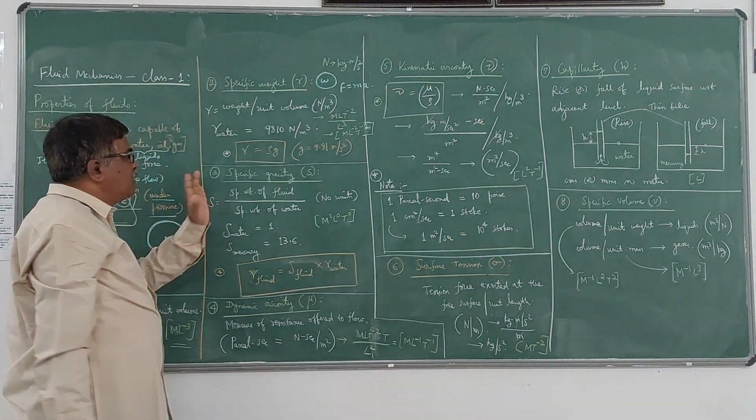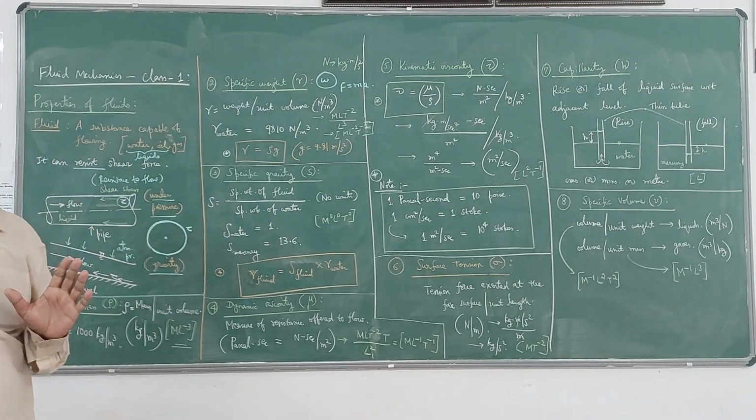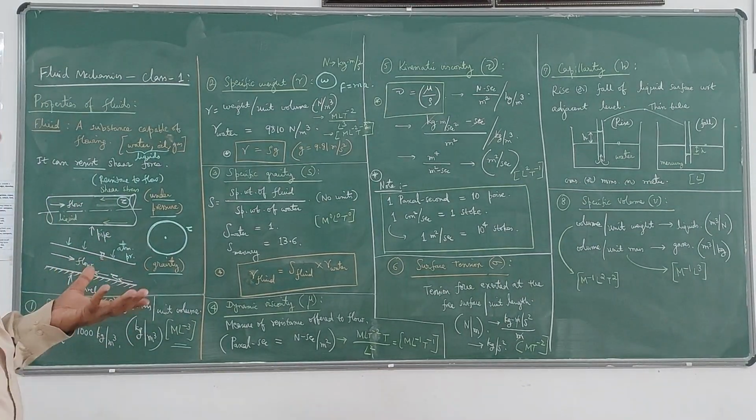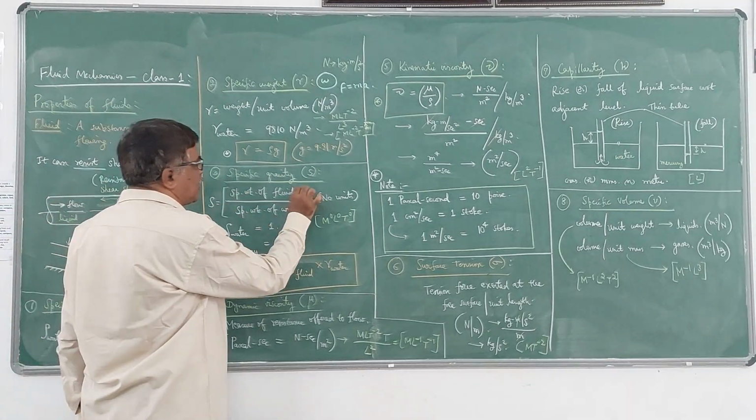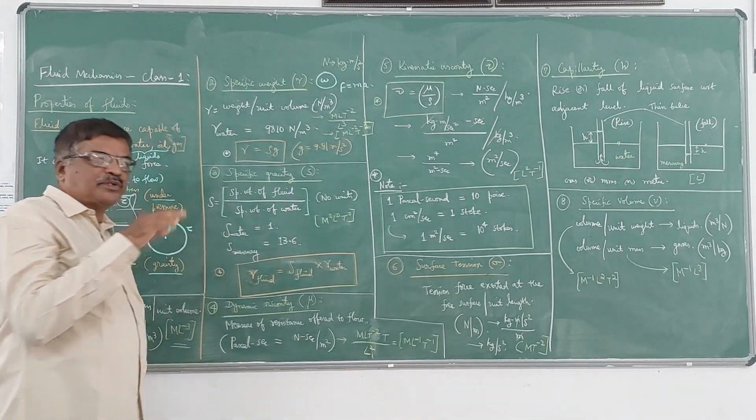Now coming to the third one, that is specific gravity, denoted by S, or in some books G. It is the ratio of the specific weight of the fluid divided by the specific weight of water.